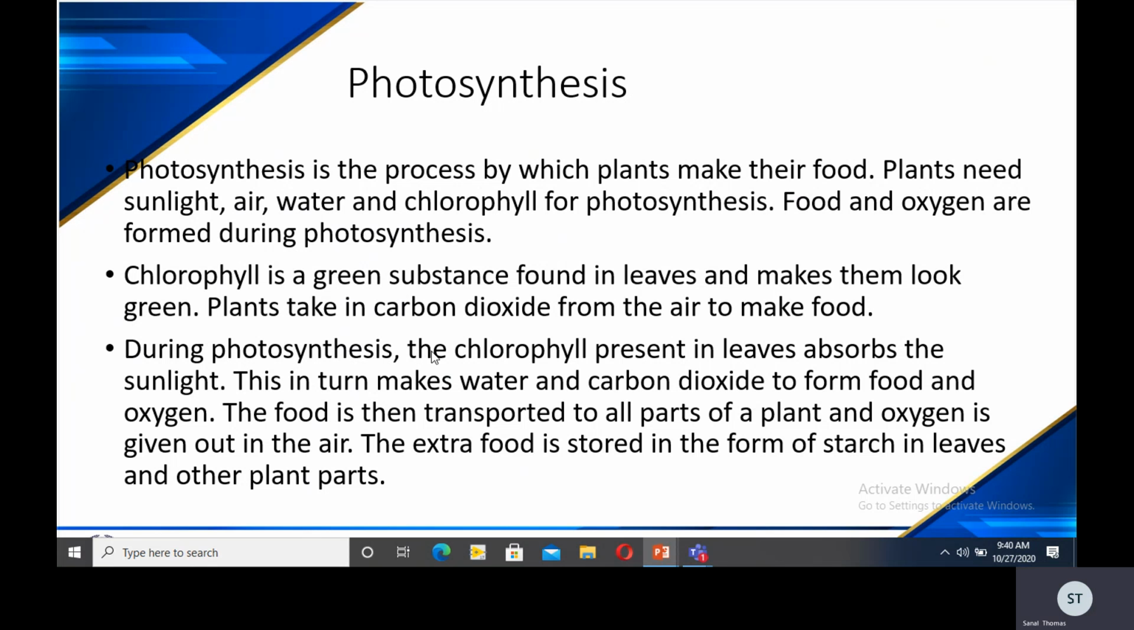And during photosynthesis, the chlorophyll present in the leaves absorbs the sunlight. This in turn makes the water and carbon dioxide form food and oxygen. Food is then transported to all parts of a plant and oxygen is given out in the air. The extra food is stored in the form of starch in leaves and other plant parts.